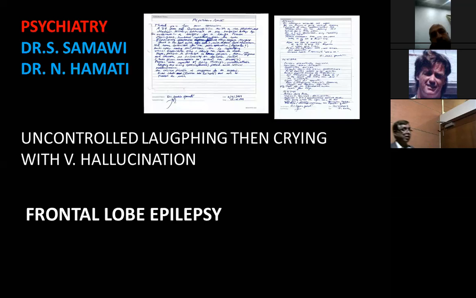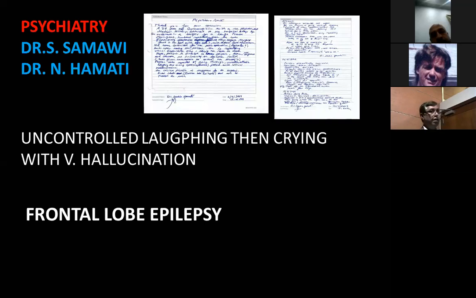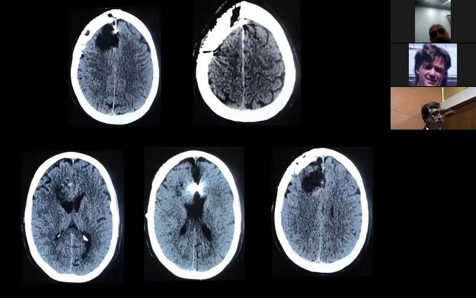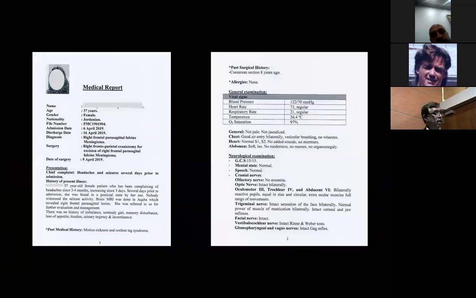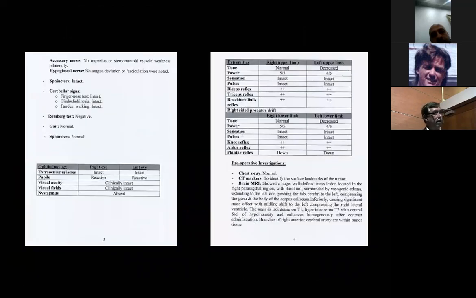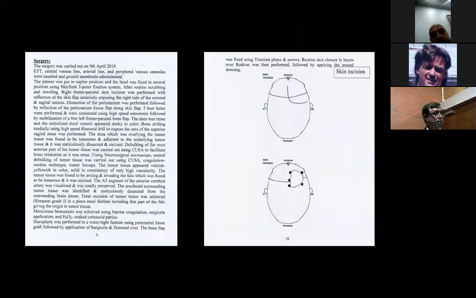So we asked for a psychiatric opinion. Dr. Samawi is not here. This was not immediate; that was about 48 hours later. So it was treated with medications, and she went well. And this is the CT showing the embolic material, but there's no edema, no complications. And this is the patient, and this is her discharge summary, fully detailed.